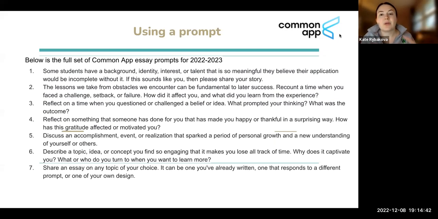And also what's great about Common App is that you can actually write that essay once and then apply that same essay to multiple colleges. So that's a huge time saver.